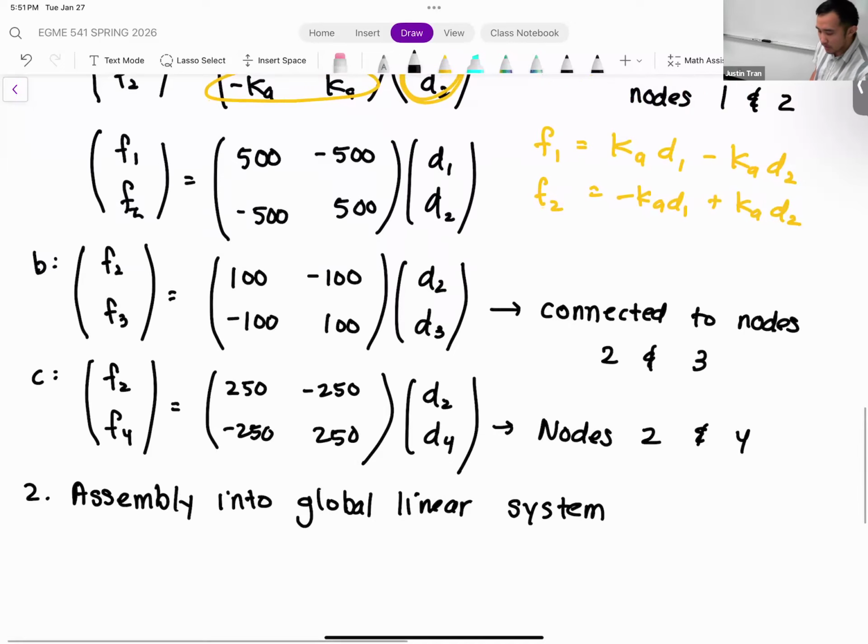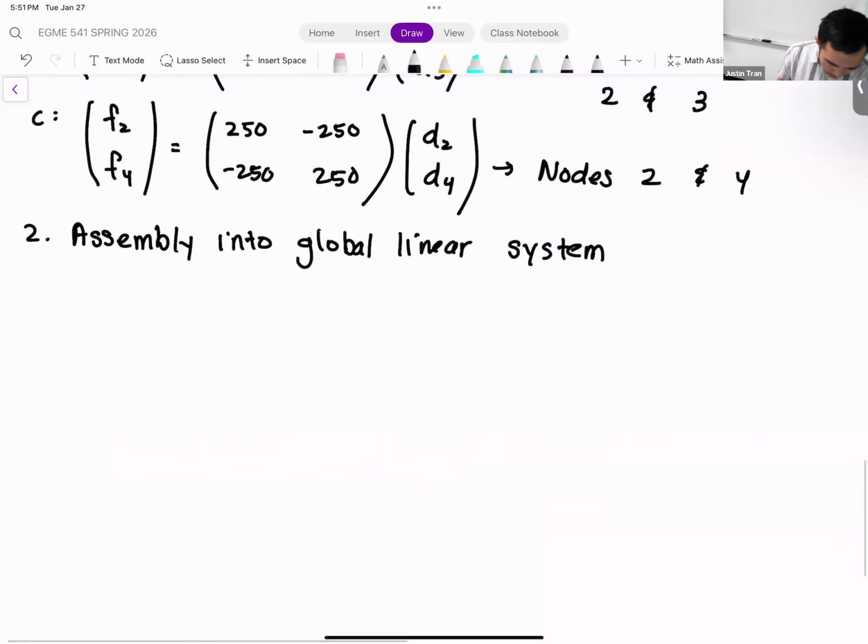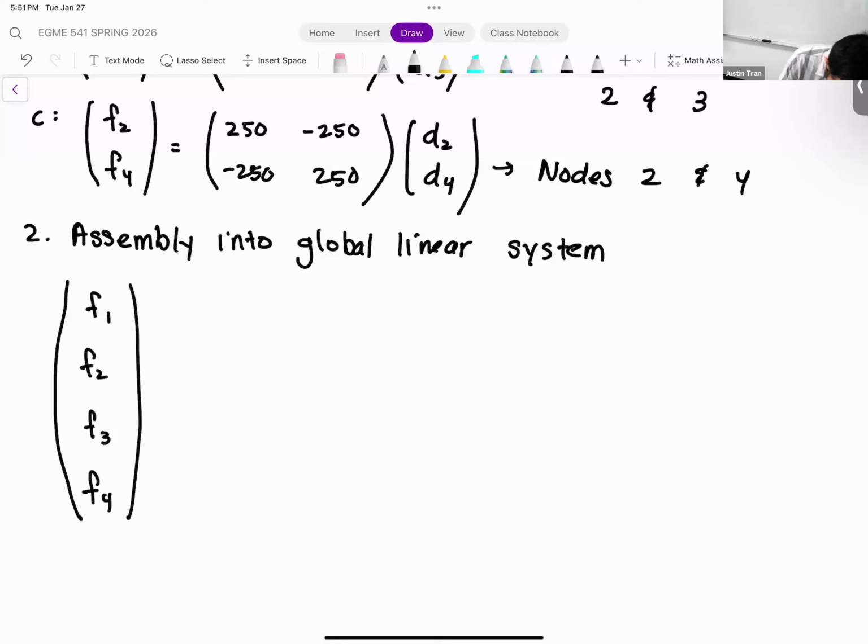You can see that they all show up here, right? D1 through D4 are part of our element stiffness matrices, but they're all in separate systems. In order to properly solve this, they all need to be in one. In this particular case, we have four nodes or 4 degrees of freedom, so our global linear system is going to have 4 rows and 4 columns. First, let's write out the forcing vectors. So we have F1, F2, F3, F4. And then we have the matrix.